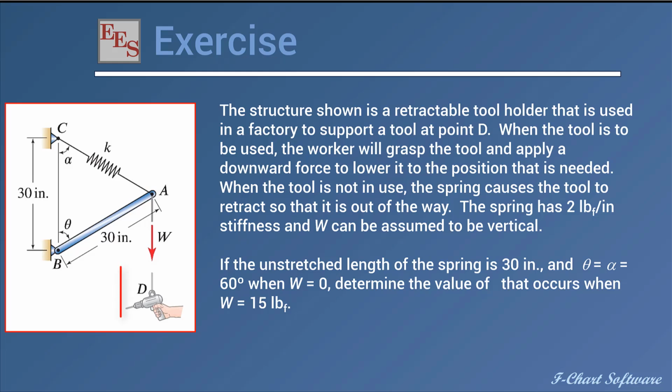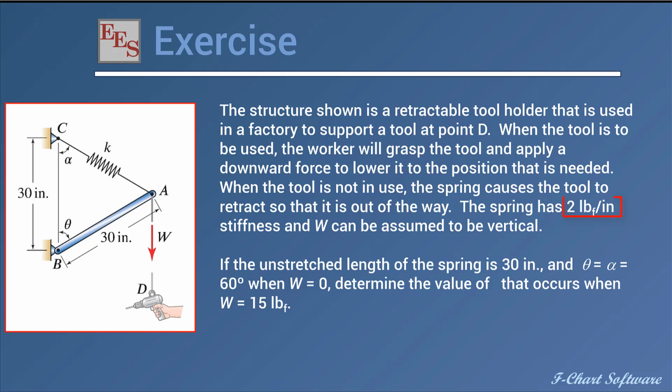So the tool is connected here at point D. And what happens is when the tool is used, the worker will grasp it and apply a downward force, which lowers it. And then when you're no longer using it, you let go of it, and the spring causes the tool to retract up and out of the way.